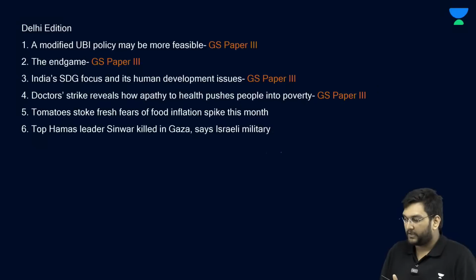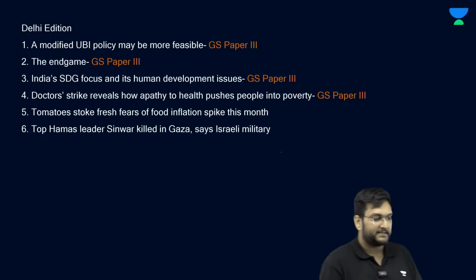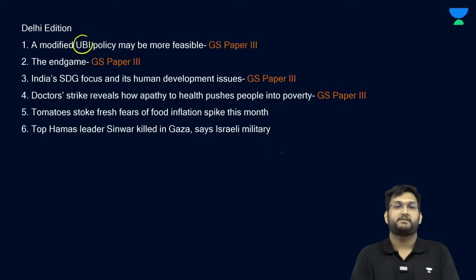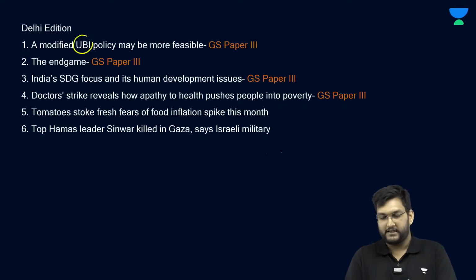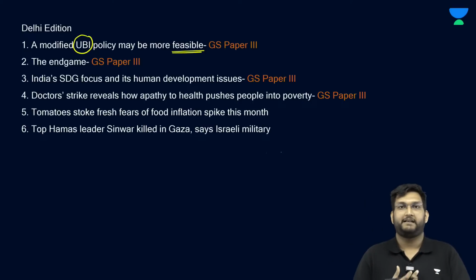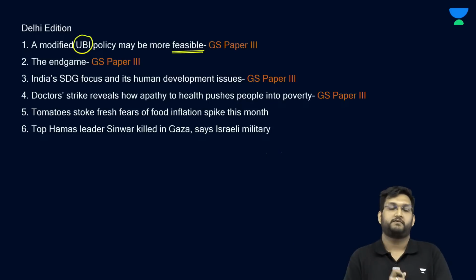With this, let's look at the 6 topics we are going to cover. First is universal basic income. This is a very interesting static concept within economics, but there is a very interesting take on this by an economist, and they have given a very interesting model about it. I'll tell you what the basic components of this article are.